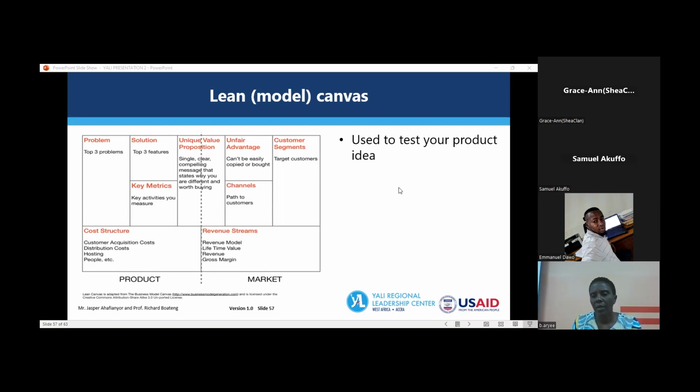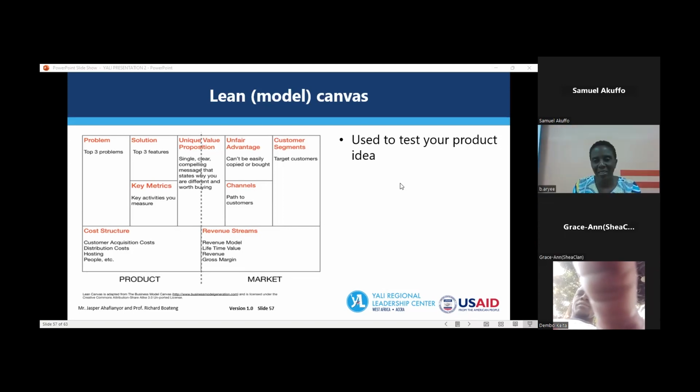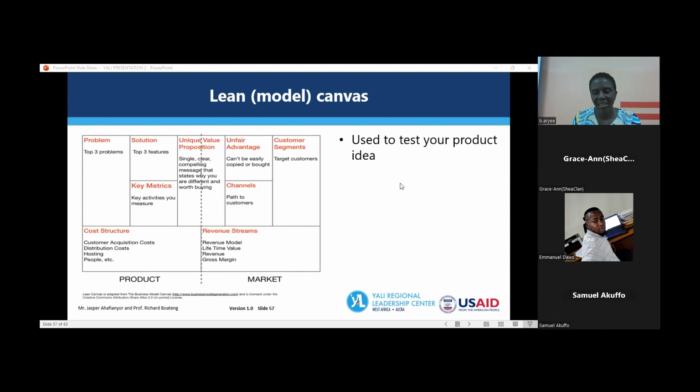Okay, Samuel. I think customer relationships is not here, but it was on the business model canvas. So I'm looking for similarities. You're still giving me differences. Emmanuel. Oh, similarities. Oh, cost structure. What about it? Yeah, it is not in the business canvas.